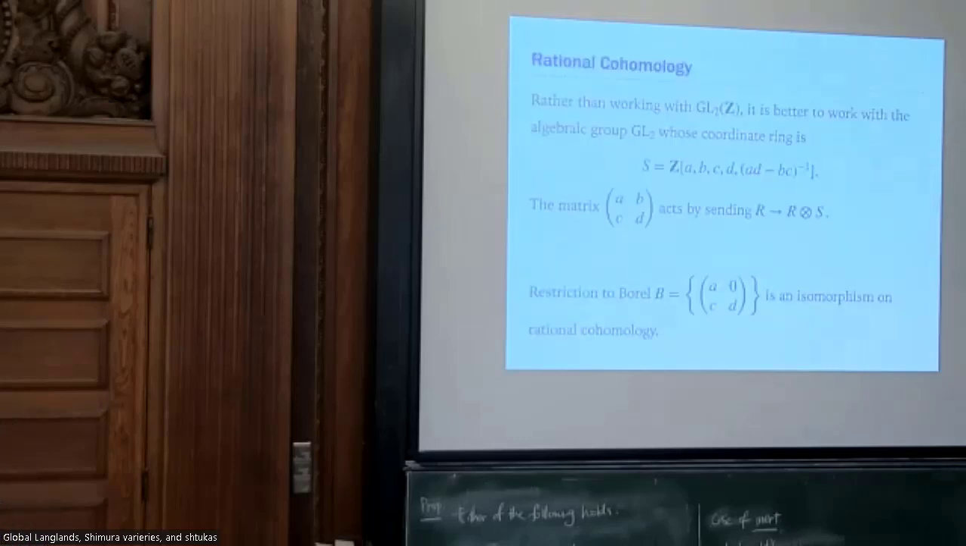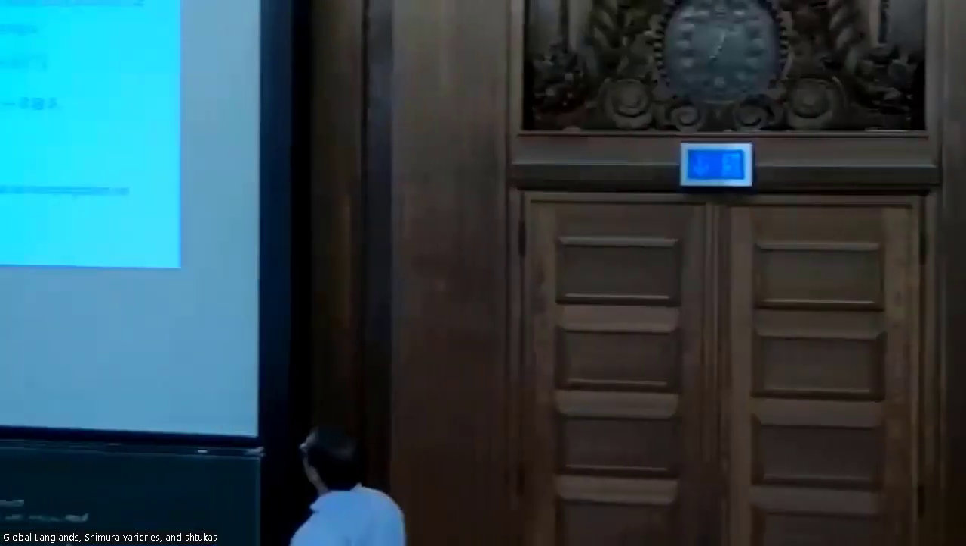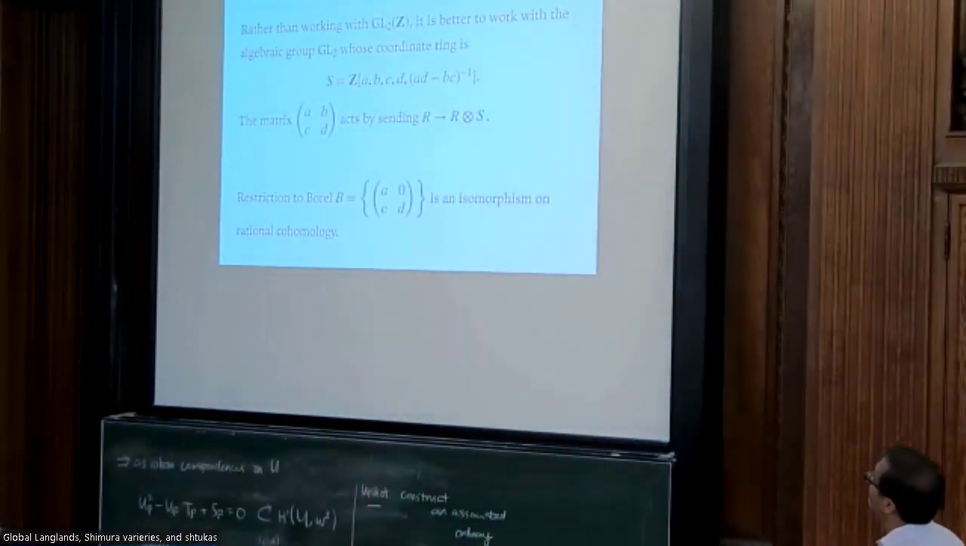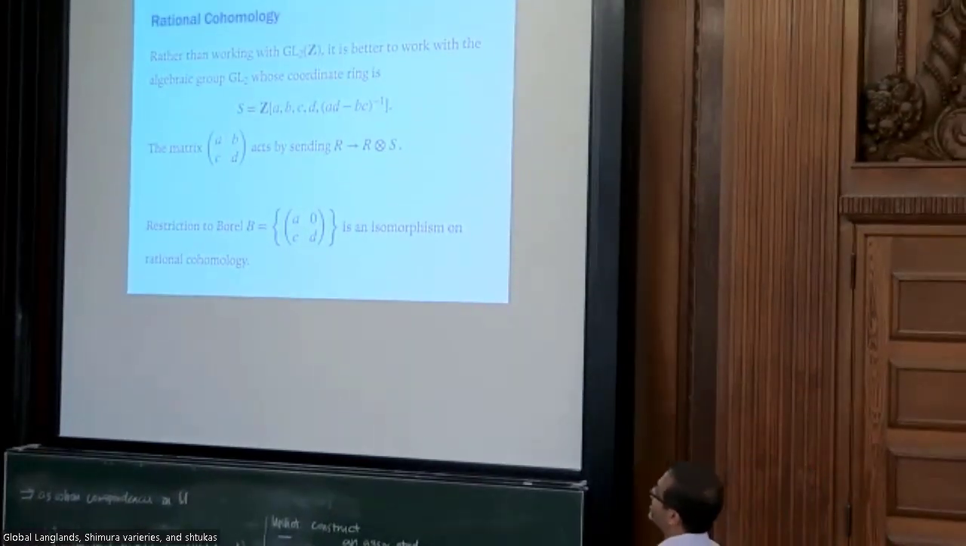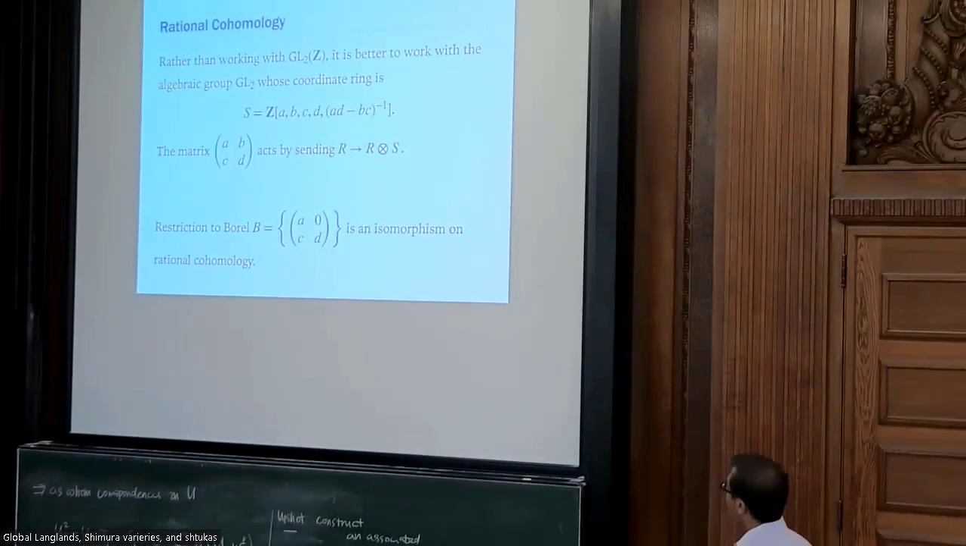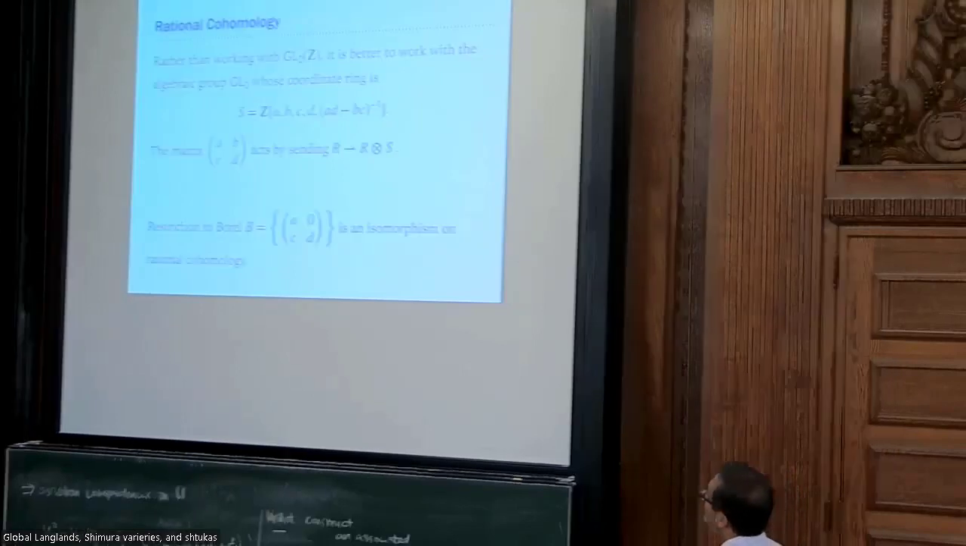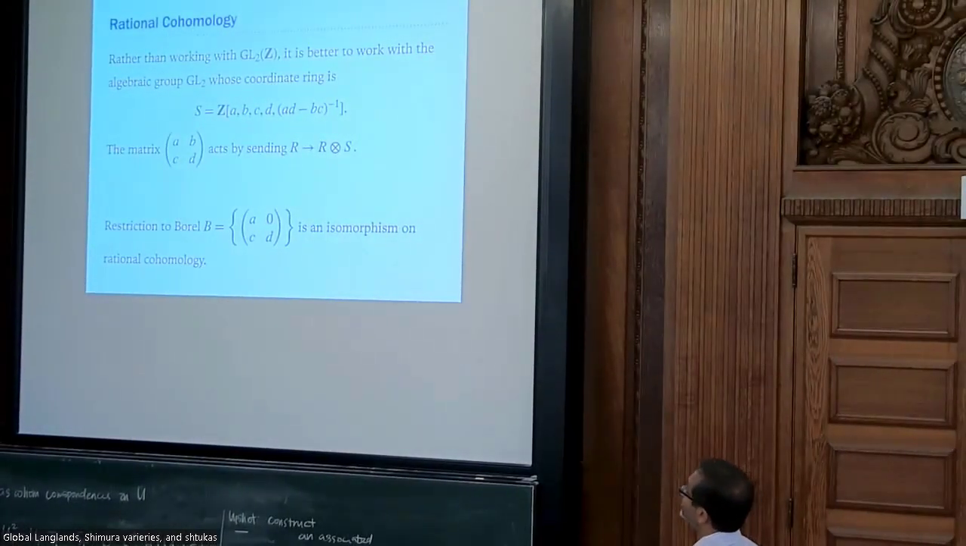Now, rather than working with invariance under GL2(Z), it's better to work with the algebraic group GL2 and use what's called rational cohomology. Rational here refers to rational functions, not the rational numbers, so it is the action of the algebraic group rather than its group of points. The reason for this is that in rational cohomology, restriction to the Borel is an isomorphism on cohomology, whereas that's not true when restricting cohomology from the group GL2(Z) to the upper triangular matrices. That's not an isomorphism on cohomology, but it is in the world of algebraic groups.